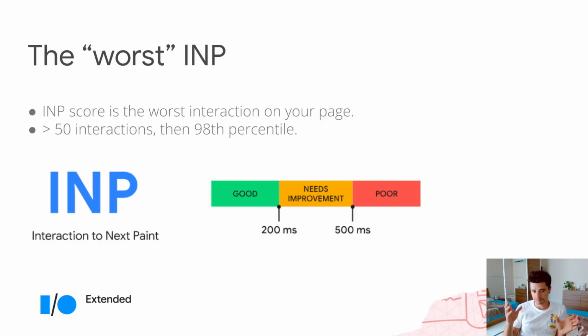So even if most of your interactions are good, but a chunk of them are going to be slow, then you're going to be getting a slow or a poor rating. To get a good rating, you need to have a score under 200 milliseconds, while on the other side, anything over 500 milliseconds is considered as poor. And these are the same thresholds on both desktop and mobile.